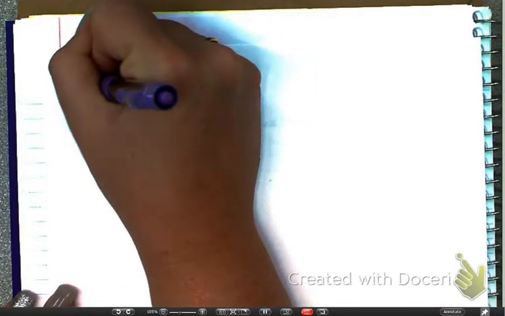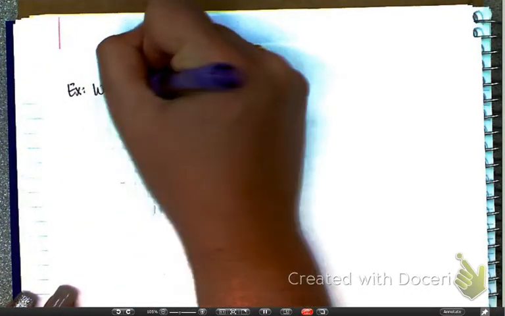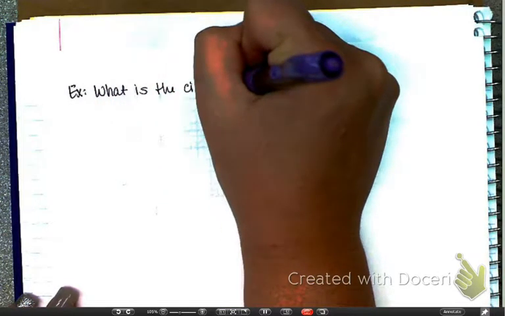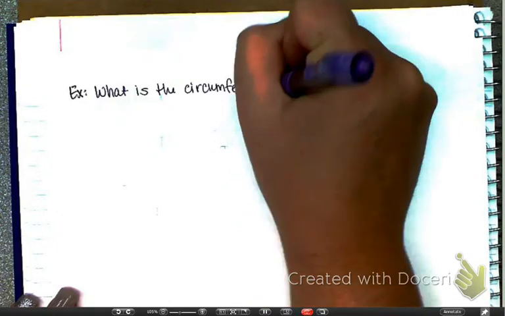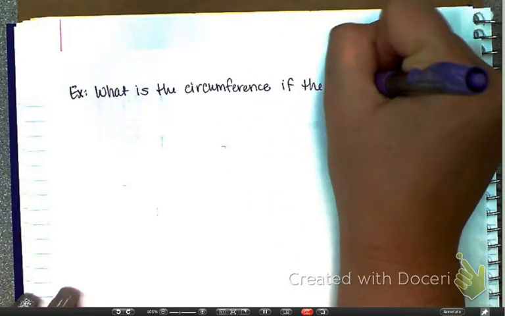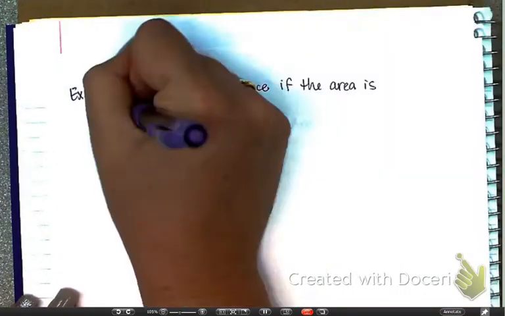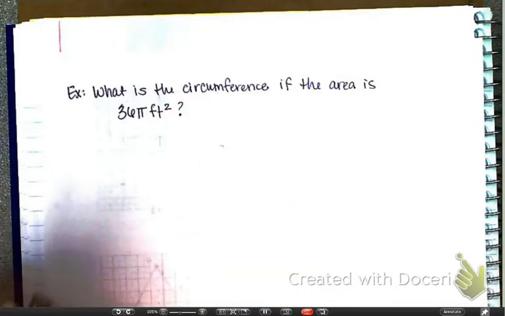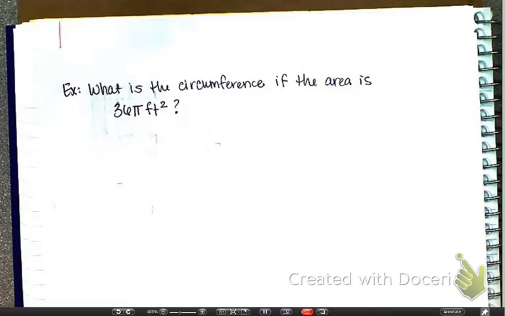What is the circumference if the area is 36 pi feet squared? What is the circumference if the area is 36 pi feet squared?